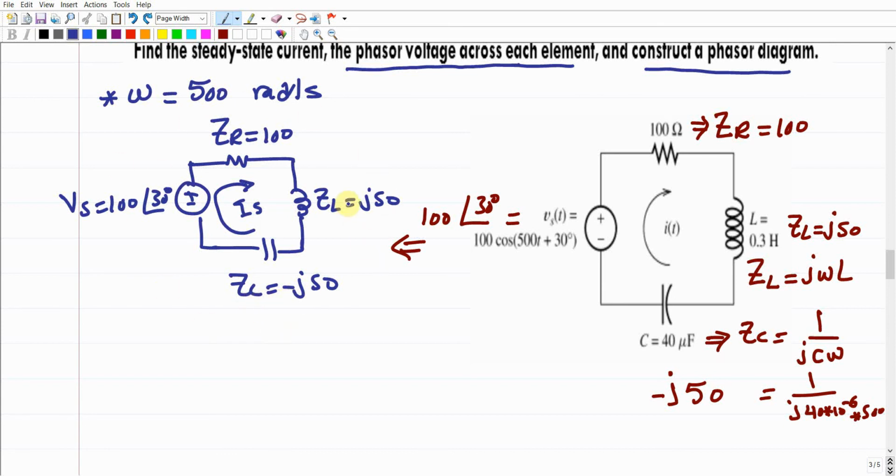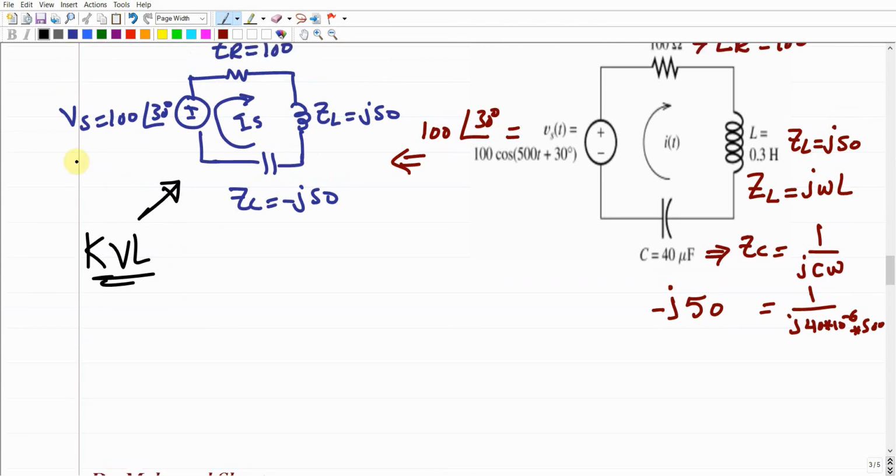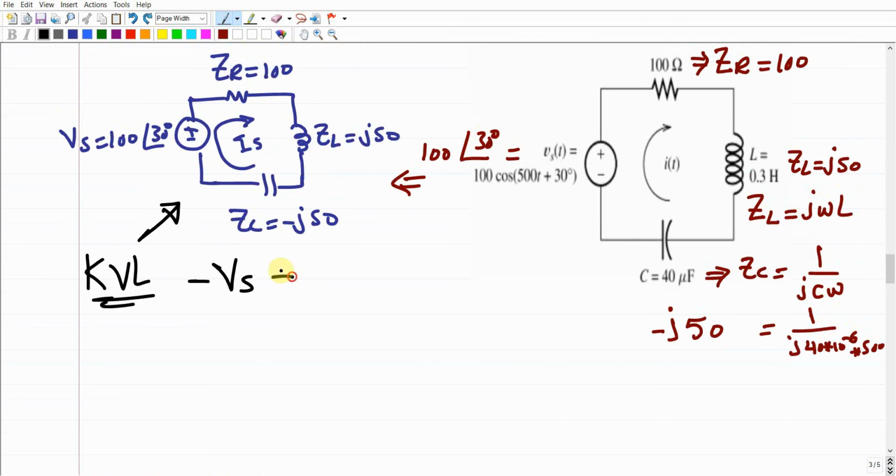In this electrical circuit, you can apply Kirchhoff's voltage law to end up with the current. You are required to find the steady state current. Solve for the current for this electrical circuit. So if we apply Kirchhoff's voltage law to this circuit, we end up with the voltage source, which should be negative Vs because this is the input, plus the voltage over the resistor, plus the voltage over the inductor, plus the voltage over the capacitor. All of these are outputs. It should equal 0.